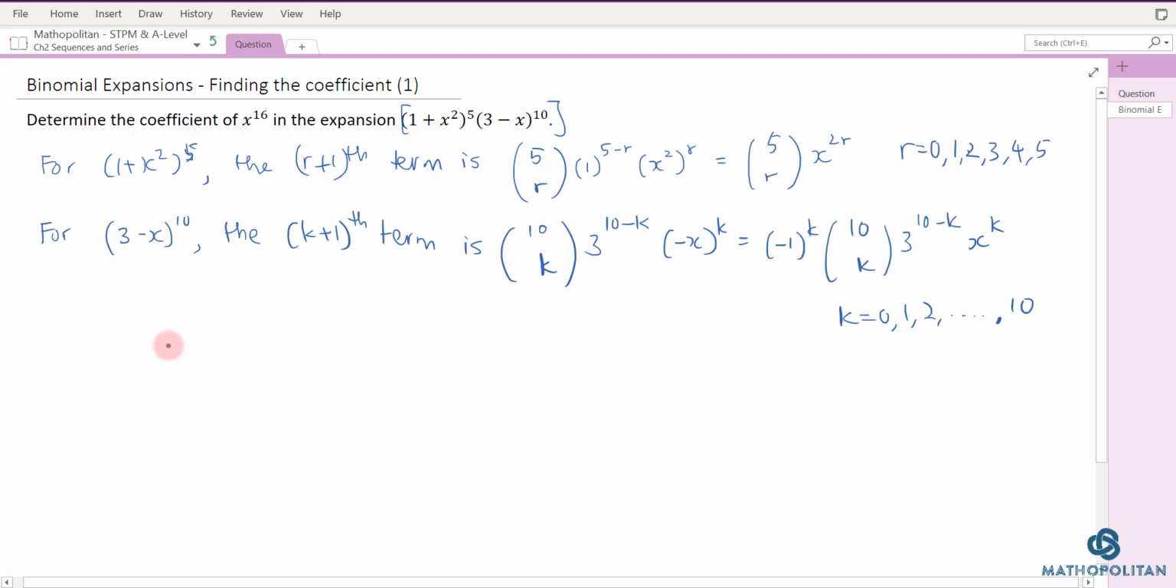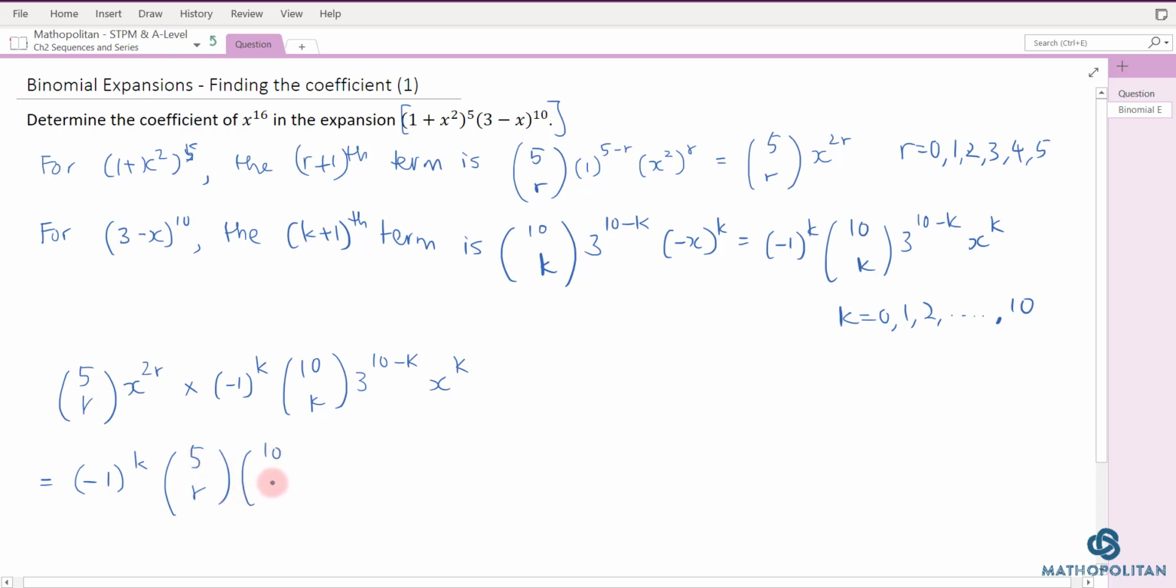So when you multiply them together, what we'll have here is 5Cr, and x to the power of 2r, and then we multiply them by negative 1 to the power k, 10Ck, and then 3 to the power of 10 minus k, x to the power k. Then we simplify everything. So there is negative 1, I'll just put it in front here. And then we have 5Cr, 10Ck.